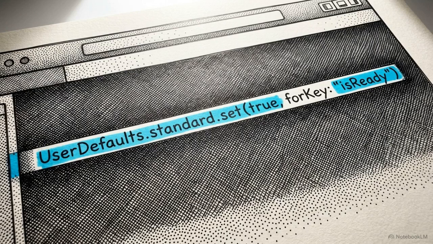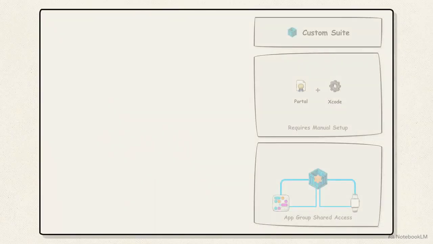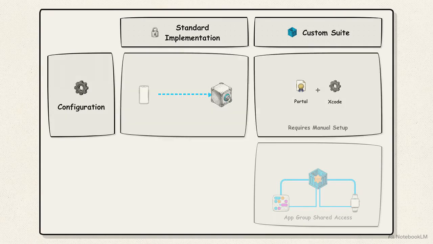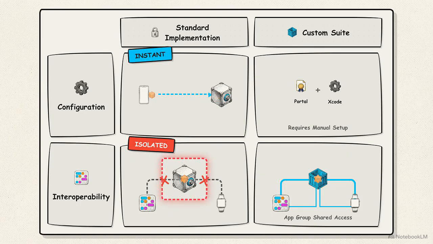Let's evaluate UserDefaults.standard strictly on its own merits. It is a true zero configuration option for immediate local storage. This table compares the two storage architectures side by side. On the left, we have the standard implementation, and on the right, the custom suite. Looking at the configuration row, the standard option is entirely frictionless. Simply calling UserDefaults.standard instantly writes data directly into the primary app's restricted sandbox. There are no boxes to check in Xcode, no developer portal menus to navigate.